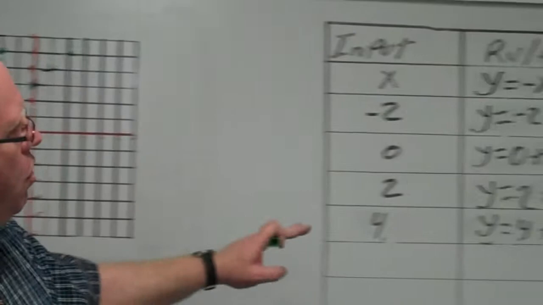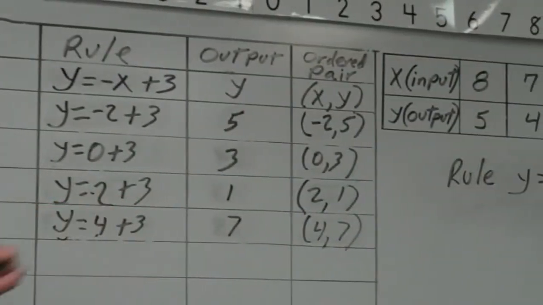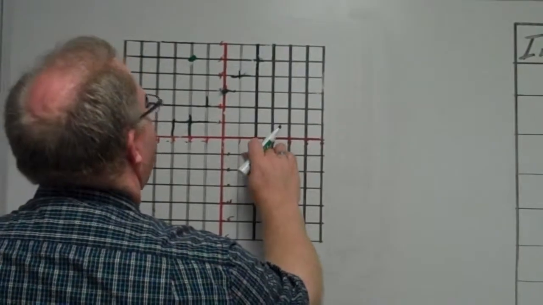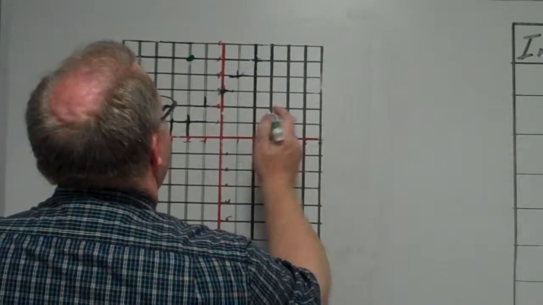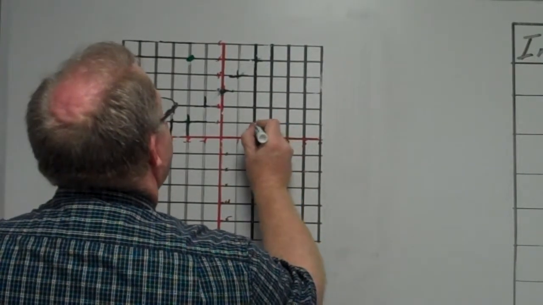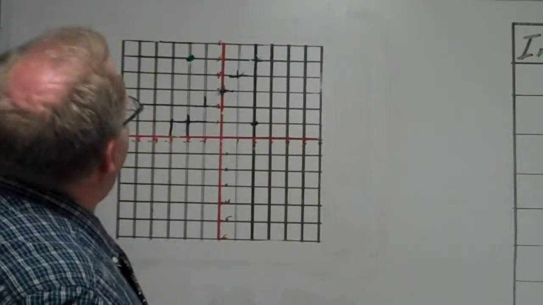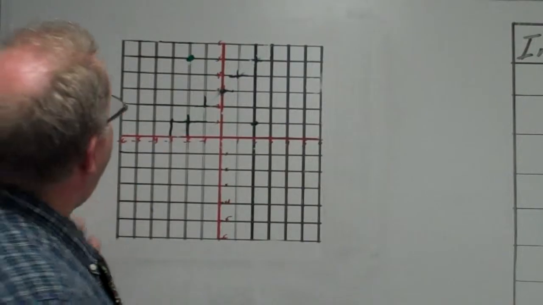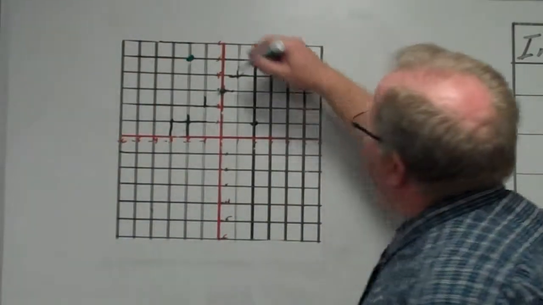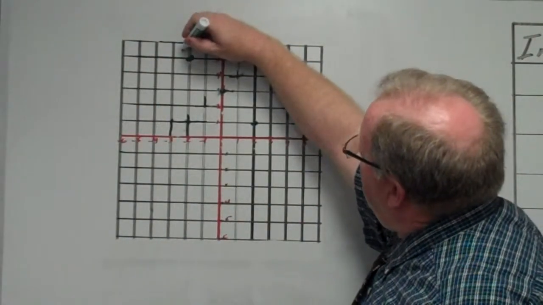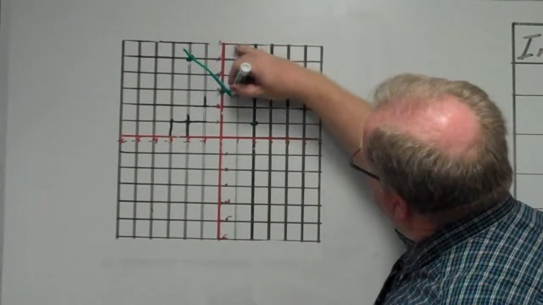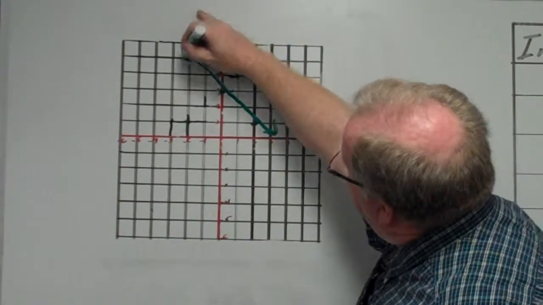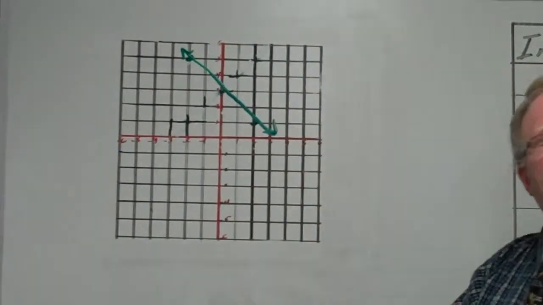And then my next ordered pair was 2, 1. So here I'm on 2 on my x-axis and 1 on the y-axis. So I'll put that right there. And we can see the 3 dots coming down. This is going to give us our linear equation. I connect those dots. Should be a straight line. At least we can see what it looks like.